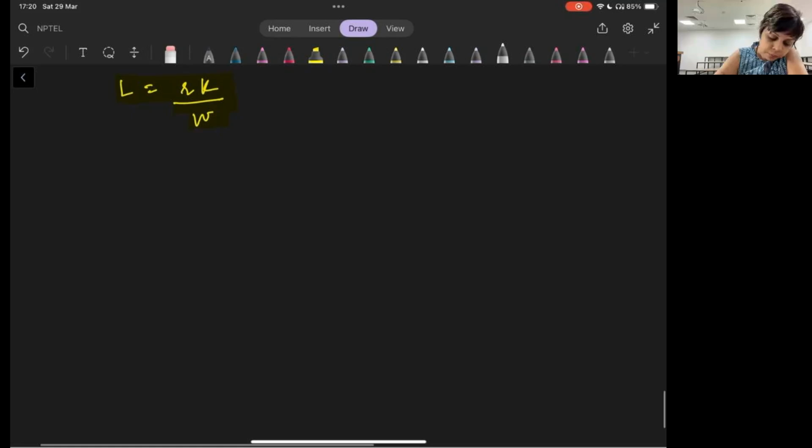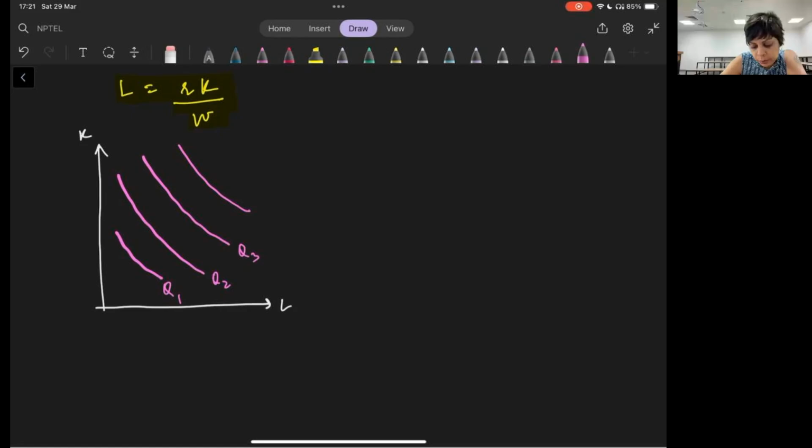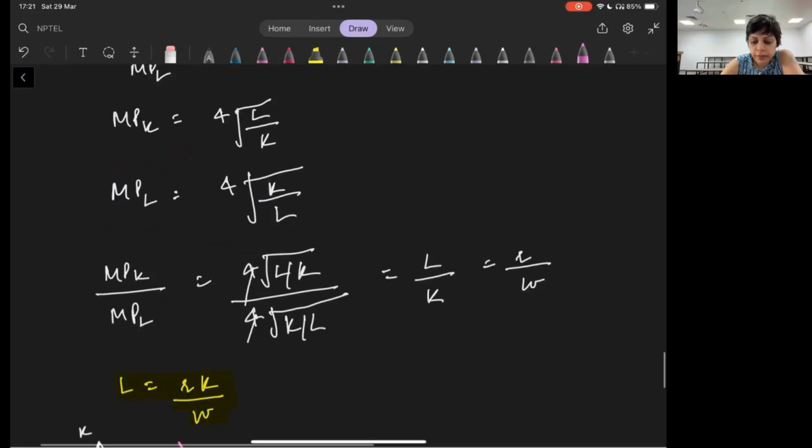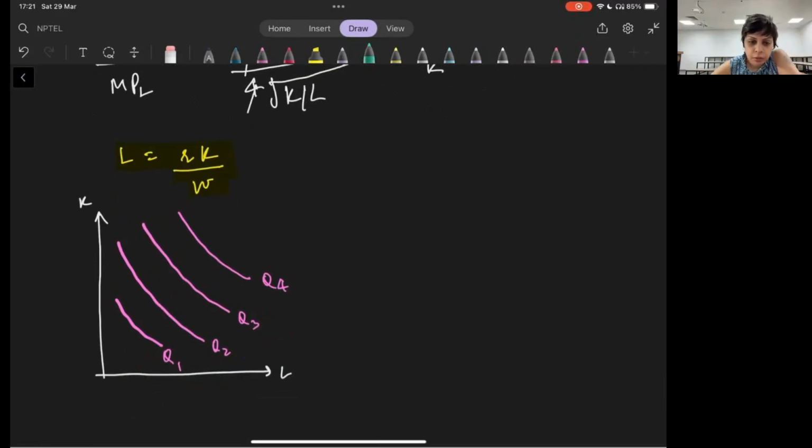So let me draw this. Suppose we take L here and we take K here. And let me draw this with some other color. Let's take pink. So these are, say suppose, your isoquants, right? This is Q1, Q2, Q3, Q4. So far all we've done is we've only used MPK by MPL. We've not done anything else. We've just derived this condition from using that expression. Now, if we draw this line, what we just got, this expression, it is some line like this.